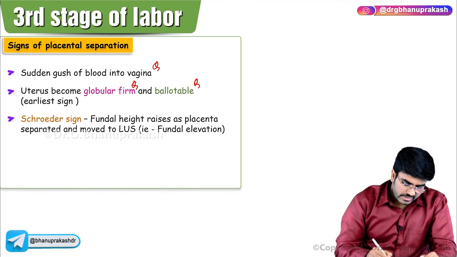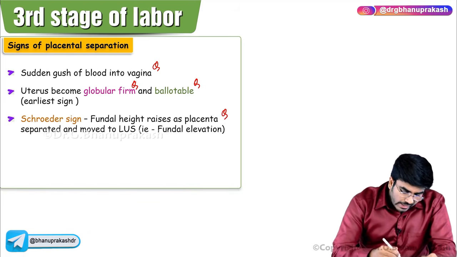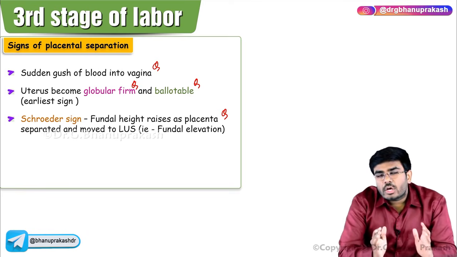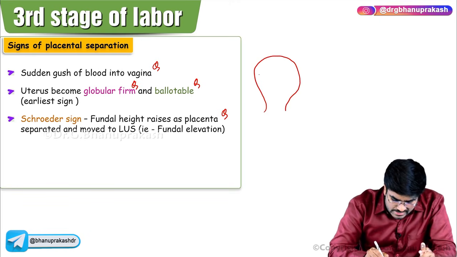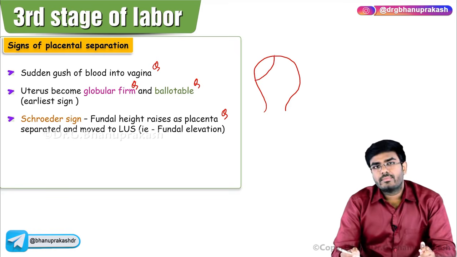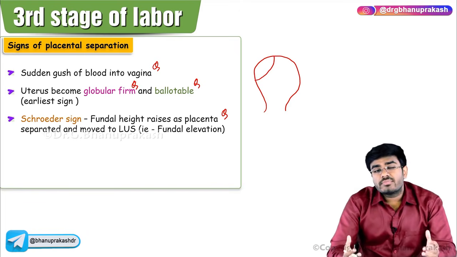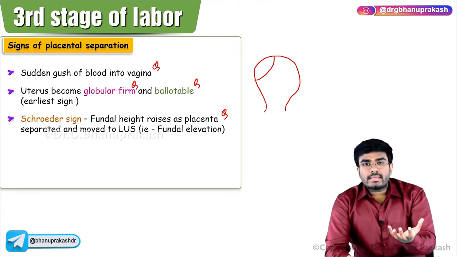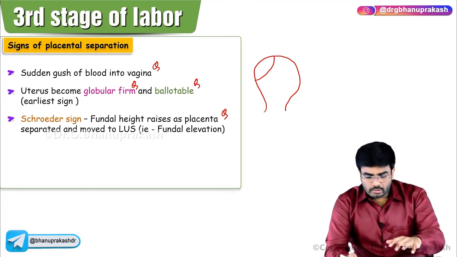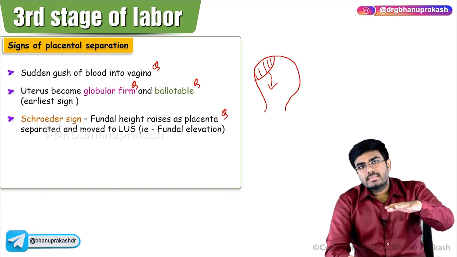You can also see a sign called Schroeder's sign. What exactly is this Schroeder's sign? Fundal height rises as placenta got separated. Okay, guys, it's very logical. Please think something like this. For example, if this is the uterus, and the placenta is lying in the fundal region. Now this placenta almost weighs 500 grams. We all know this. This 500 grams is pulling the uterus a little bit down.